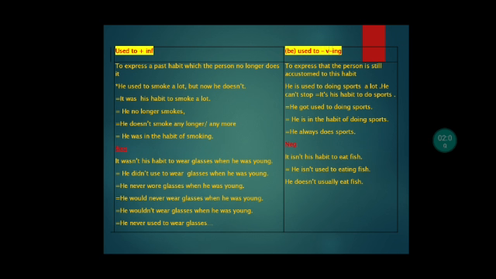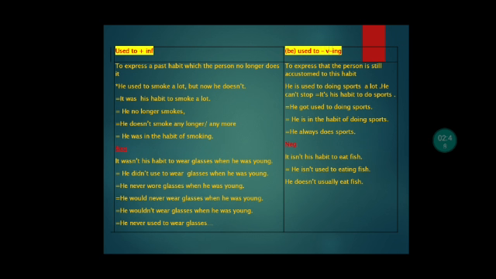Another way of making the negation, we can say he never wore glasses when he was young. Used to is a kind of past. Or he would never wear glasses when he was young. He wouldn't wear glasses when he was young. He never used to wear glasses when he was young.